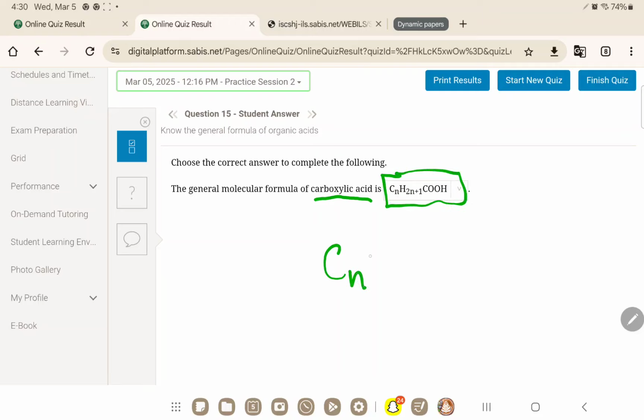The general molecular formula for a carboxylic acid is this. It's always CnH2n+1. Why plus 1? Because you're going to have an H here, then COOH. This is your functional unit.